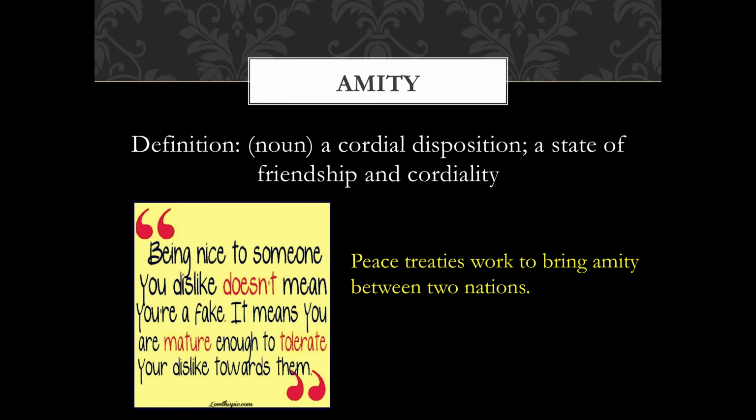Amity. Amity is a noun and it is a cordial disposition, a state of friendship and cordiality. And a lot of times we would think of peace treaties, and peace treaties work to bring amity between two nations.